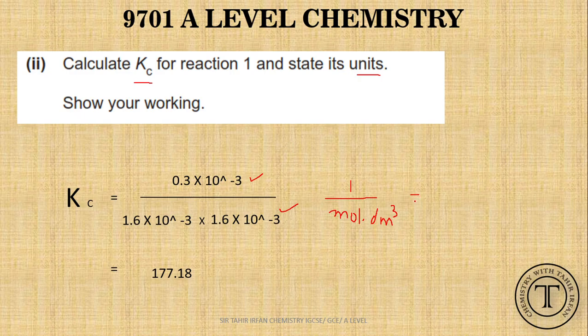Or alternatively, we can write it this way, like mole inverse into decimeter cube. So 1 over mole per decimeter cube becomes mole inverse into decimeter raised to power 3. Thank you very much.